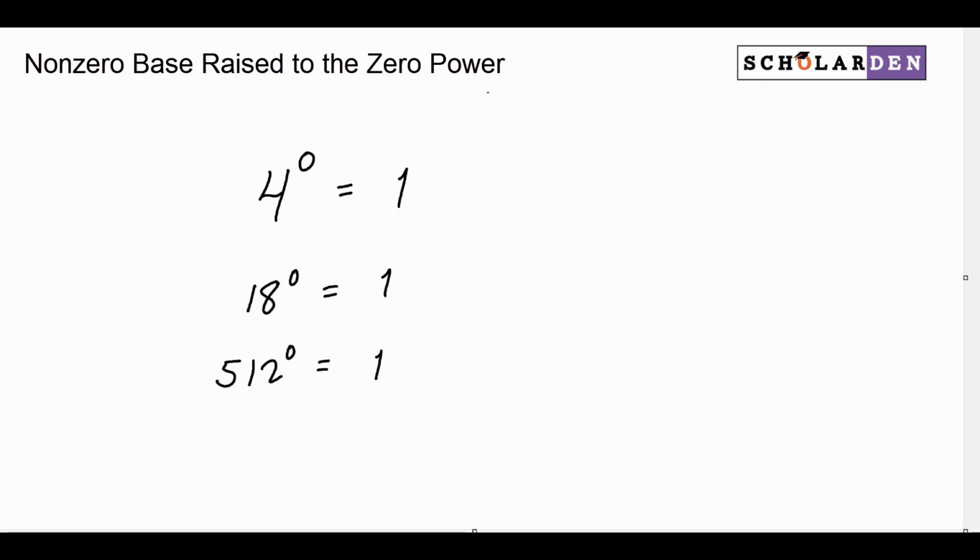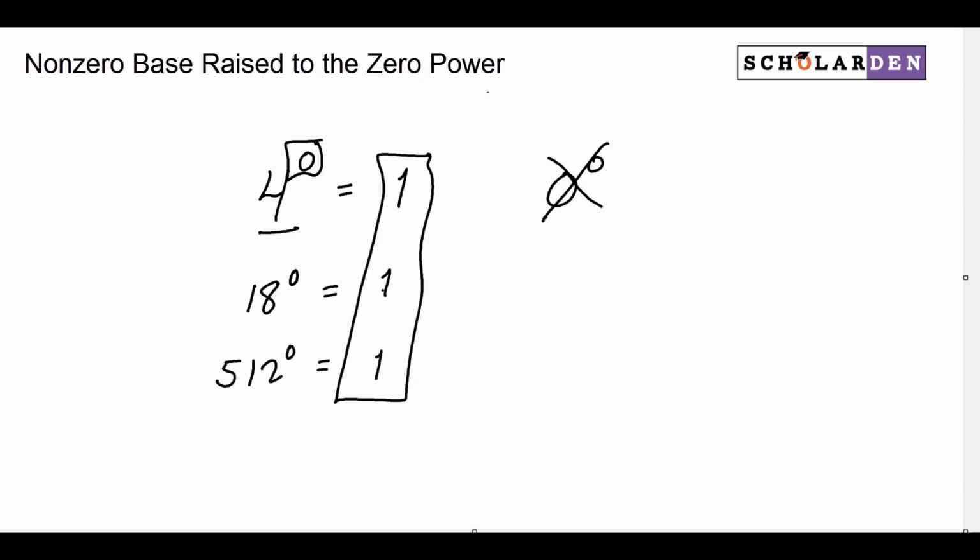Actually, I should say any non-zero number to the 0 is 1. So 0 to the 0 is kind of tricky, and we won't worry about that. So any non-zero number to the 0 power will always give you 1. So we can write that rule as any non-zero number to the 0 power equals 1.